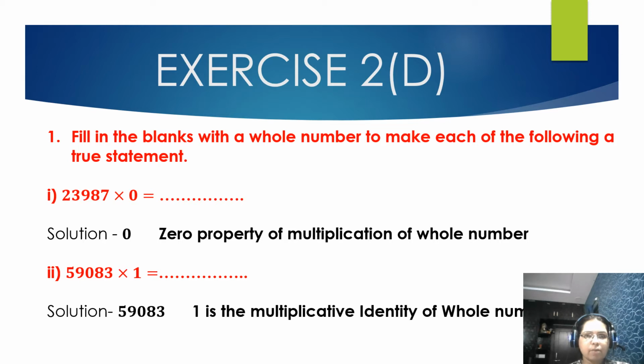We know any whole number multiplied by 0 gives 0 only. So 23,987 multiplied by 0 equals 0, and this is the zero property of multiplication of whole numbers.